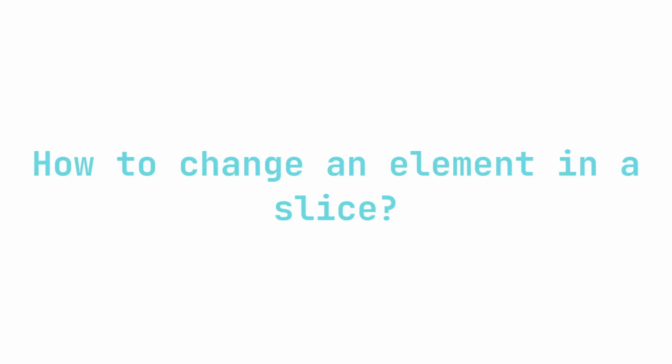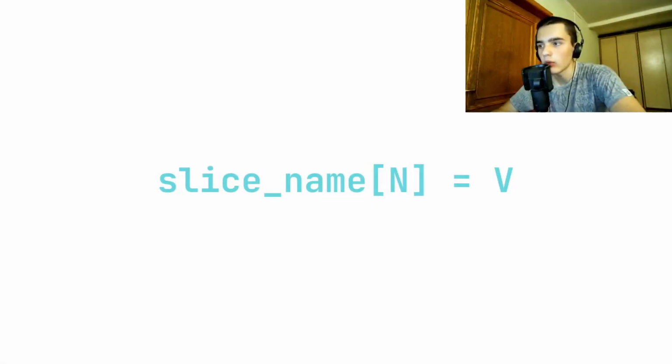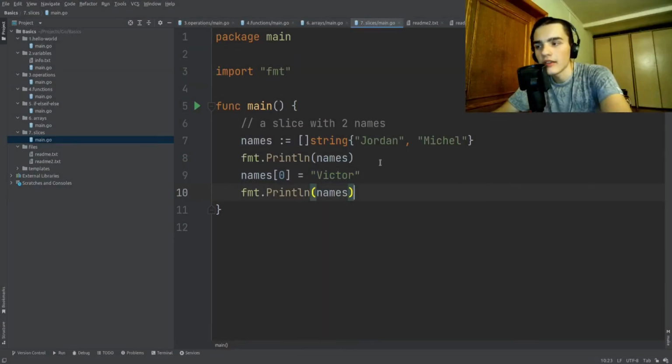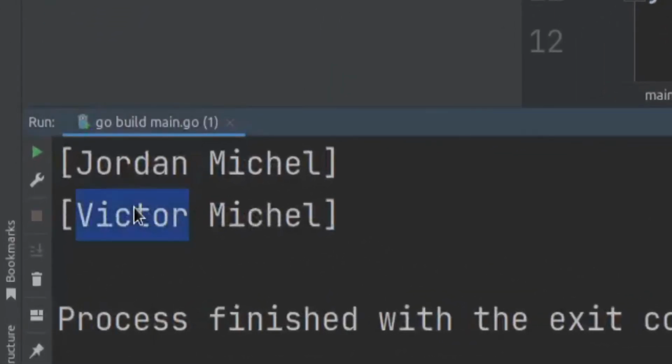How to change an element in a slice? To do this, write slice name[n] equals v. n is an index and v is a value here. n cannot be greater than the length of the slice minus 1, since it is the last index in the slice, and the type of v must be the same type as the type of slice. Let's say we have a slice with 2 names, Jordan and Michael, and we need to change the element at index 0 to Victor. To do this, we need to write name[0] equals Victor, and we now have Victor and Michael. We can see this in the console.